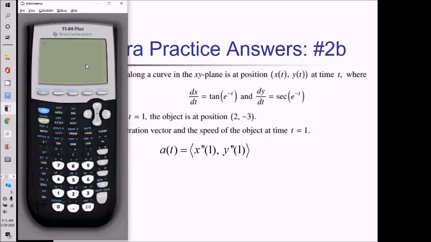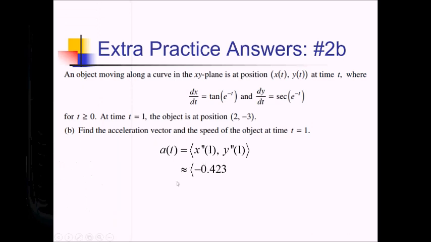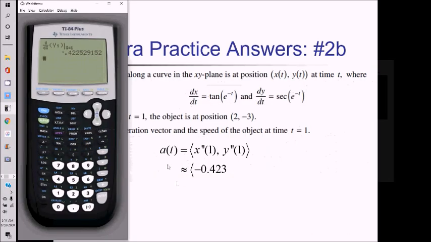So to start things off here, I'm going to do math 8 to get my derivative. I'm going to do dx, and then if I want the derivative of x prime to get x double prime, I'm going to do alpha trace y1, because that's where I stored x prime. And I'm doing this at the input value of 1. And now press enter. That's about negative 0.4223.